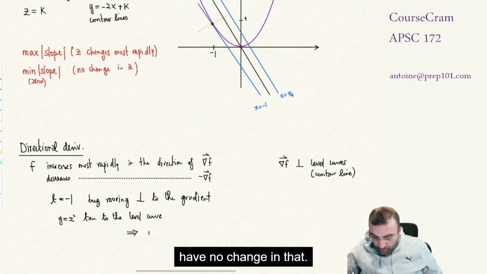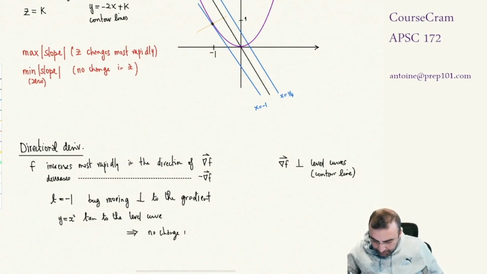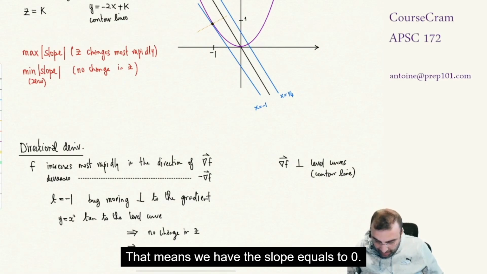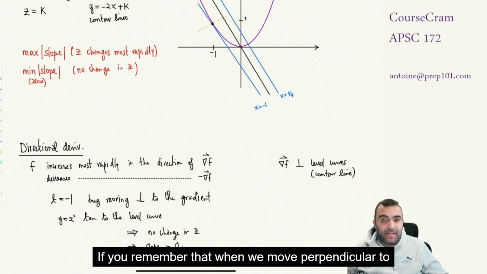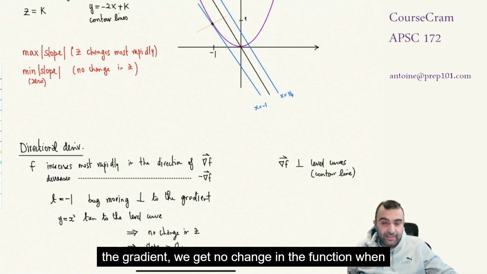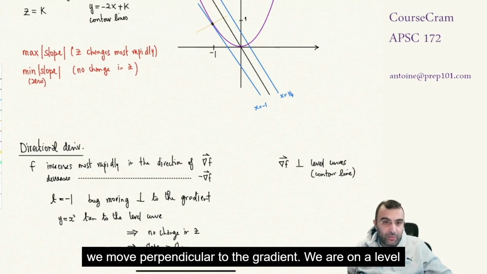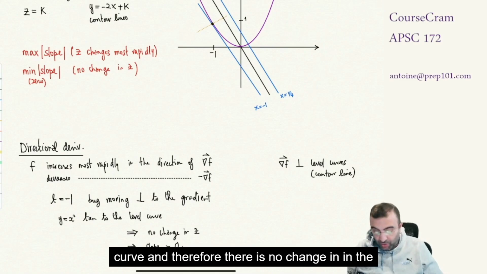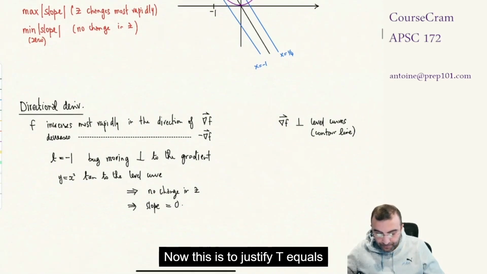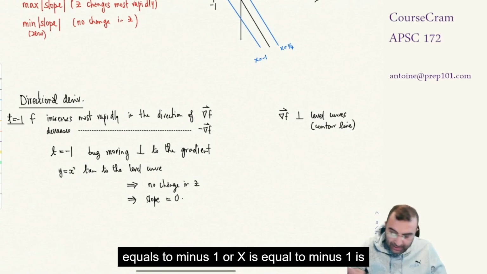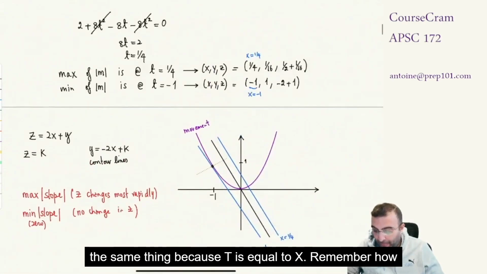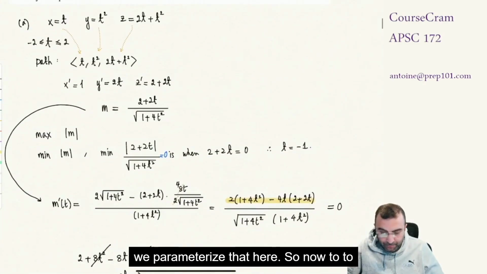That means we have no change in z. That means we have the slope equals 0. If you remember, when we move perpendicular to the gradient, we get no change in the function. When we move perpendicular to the gradient, we are on a level curve, and therefore there is no change in the function. Now, this is to justify t equals minus 1 or x equals minus 1, right? They are the same thing because t is equal to x. Remember how we parameterized it here.